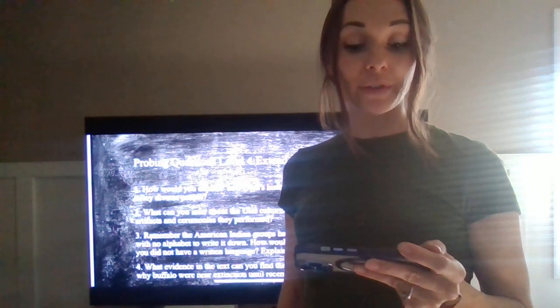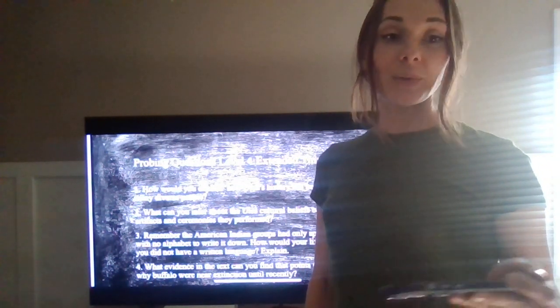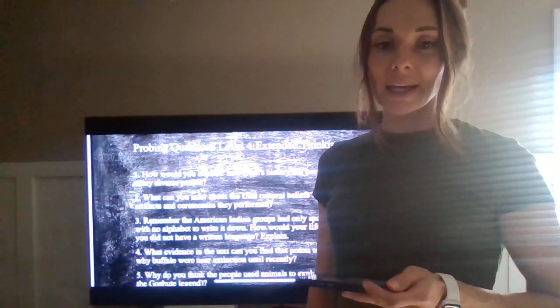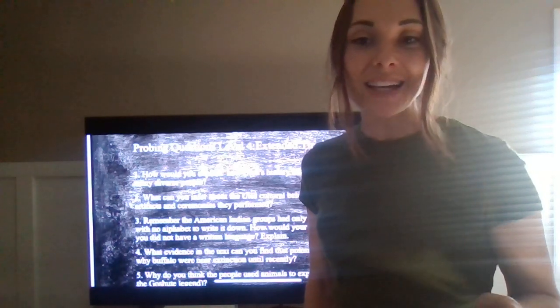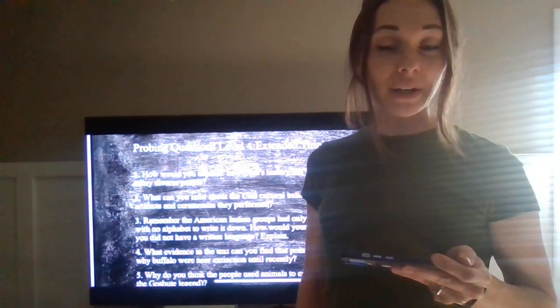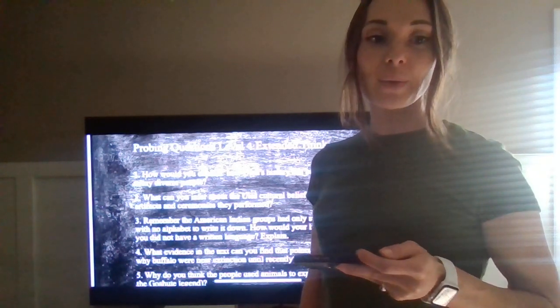Another is, what can you infer about the Utes' cultural beliefs based on the artifacts and ceremonies they performed? Remember, the American Indian groups only had spoken language with no alphabet to write it down. How would your life be different if you did not have a written language? Explain. The questions on this slide require students to really think deeply and make inferences of the Native American cultures that they've learned of throughout this lesson.